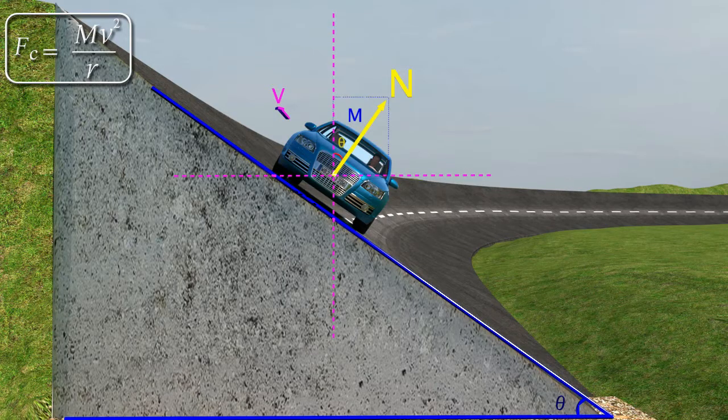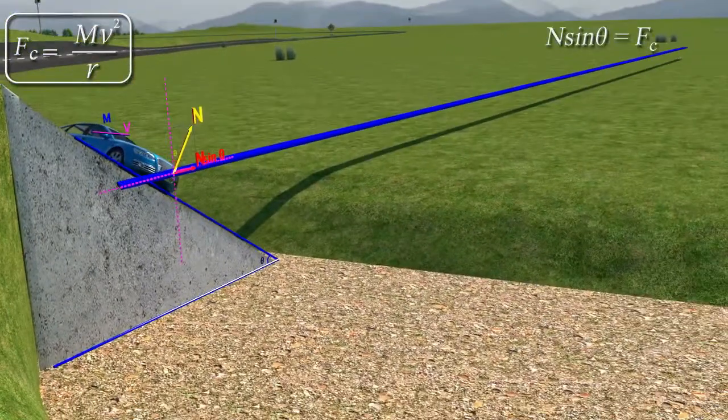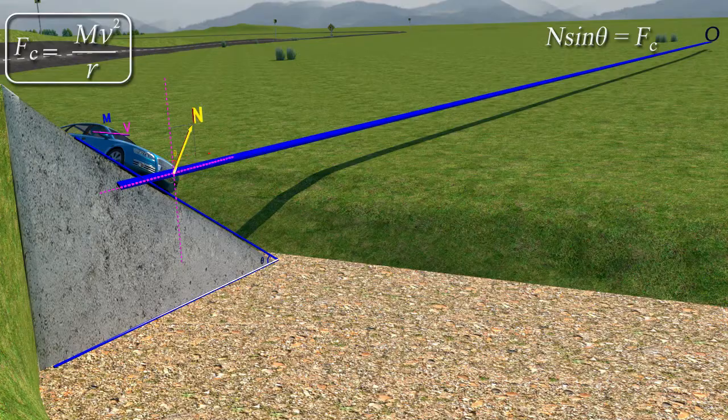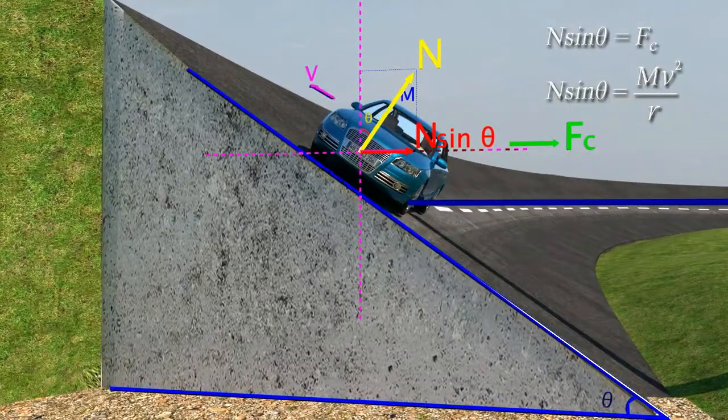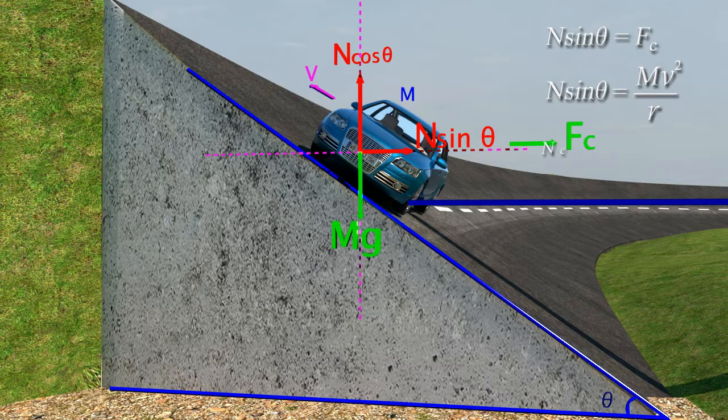This results in the horizontal component of normal force, n sine theta, acting towards the center, providing the necessary centripetal force at the turn. Friction is not taken into consideration here. Therefore, n sine theta is equal to mv square by r. The vertical component of the normal force balances the weight of the vehicle. So, n cos theta is equal to mg.